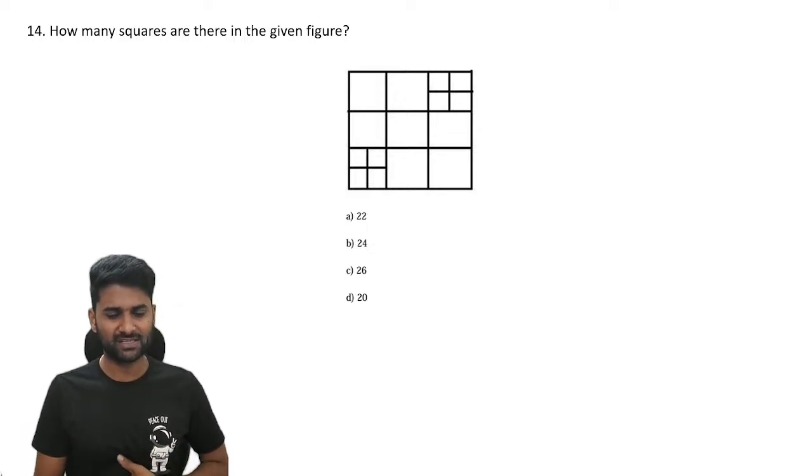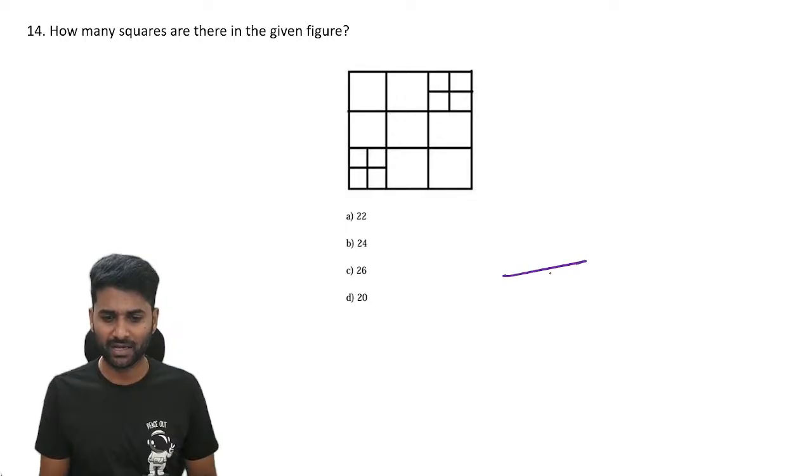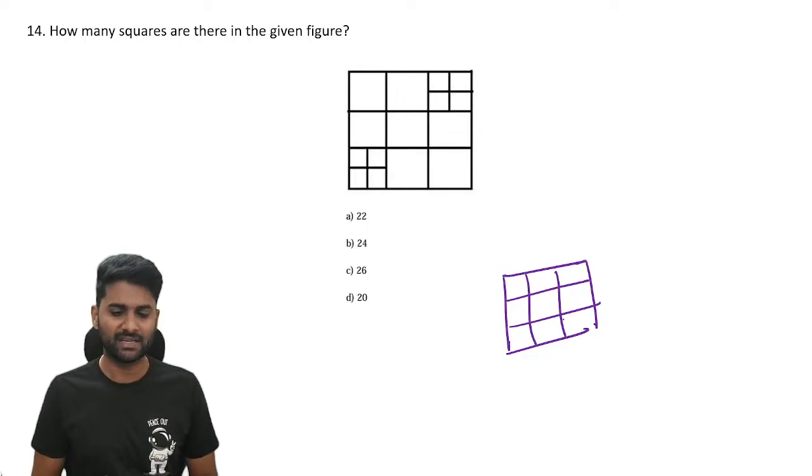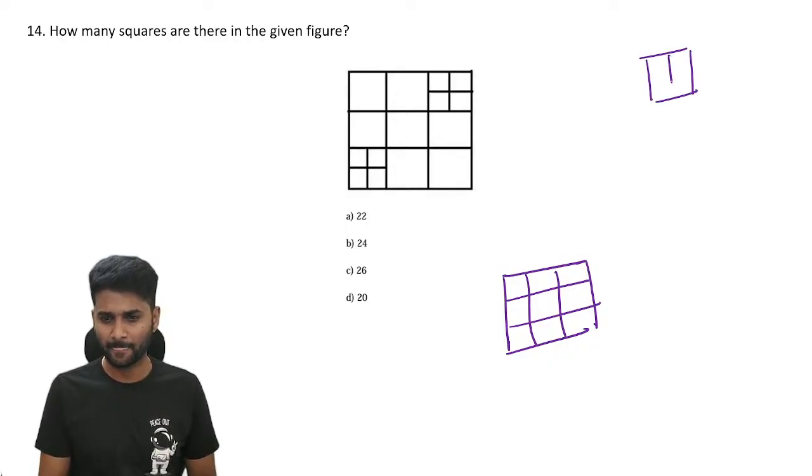Now, how many squares are there in the picture? I will help you out, guys. First of all, I will draw here. So it's a 3 by 3 grid. I am just eliminating these two ones. Guys, if you observe that, it's a 2 into 2 grid.